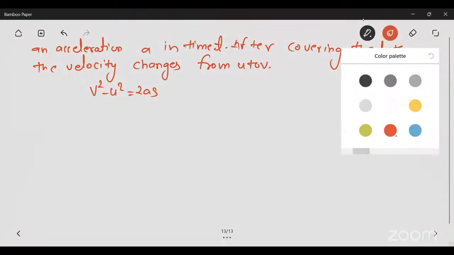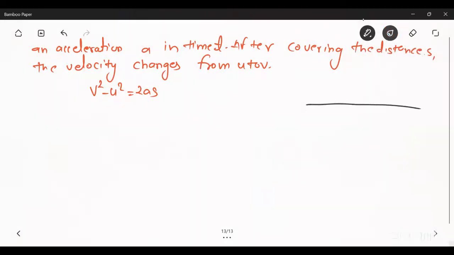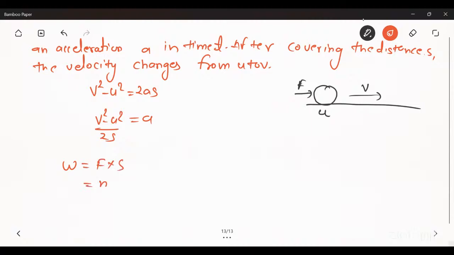In the same case, consider the previous example. Suppose that was the body. It was initially moving with initial velocity u. Now on applying force, it will move with increased velocity v. Applying the equation of motion v square minus u square equals 2as, I will get the acceleration equal to v square minus u square by 2s. Now we know that work done is equal to force into displacement. Force is mass into acceleration, into displacement. So in place of acceleration, I will put (v square minus u square) by 2s, into s.